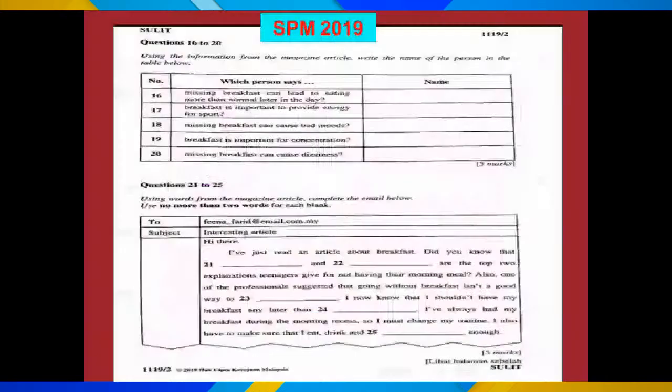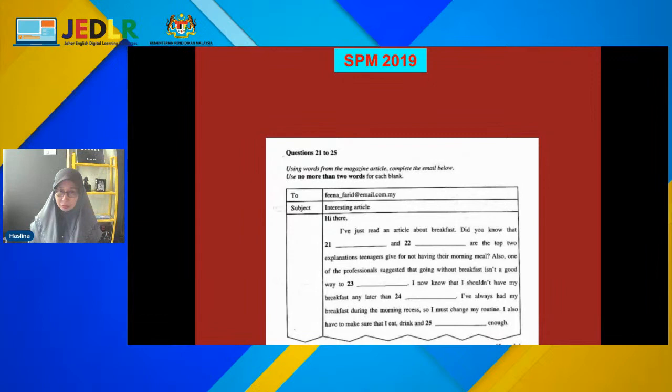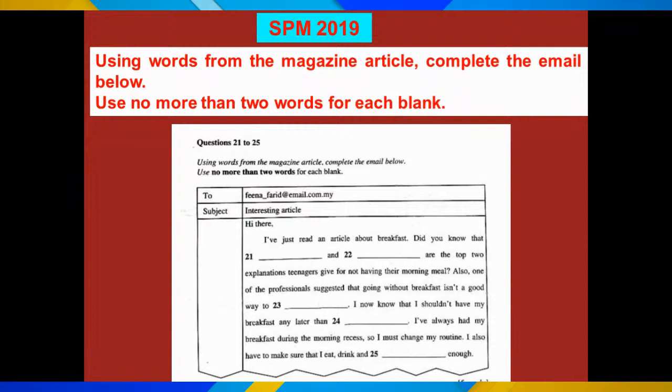So, this is how it looks like. So, this is SPM 2019, right? Okay. So, this is the extract of the part two question. Okay, part two question. Alright, okay, look at the question. Using words from the magazine article, complete the email below. Use no more than two words for each blank.